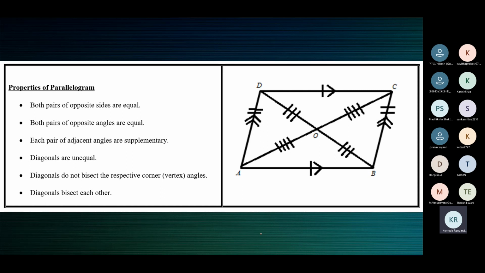So what is the definition of a parallelogram? A quadrilateral in which both pairs of opposite sides are parallel is a parallelogram. Correct. Very good. This is the definition. Once you know that the quadrilateral is a parallelogram, all these properties hold good.